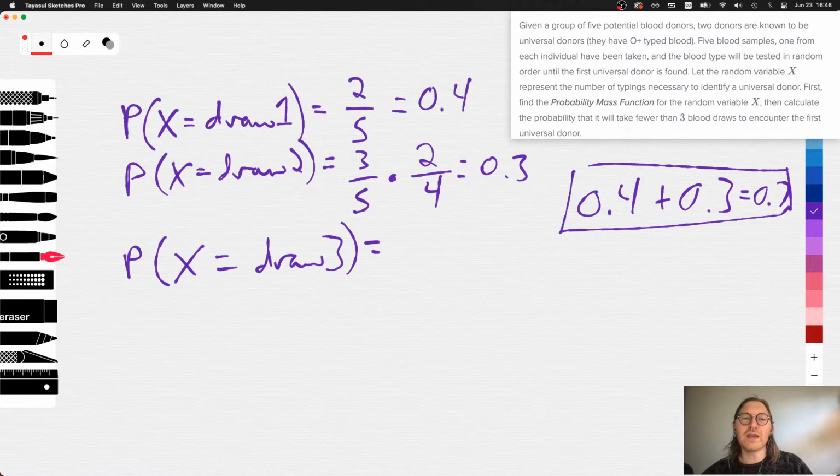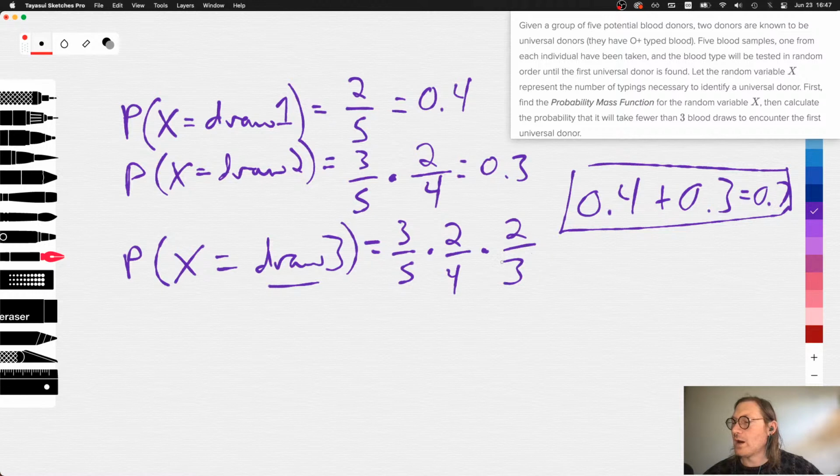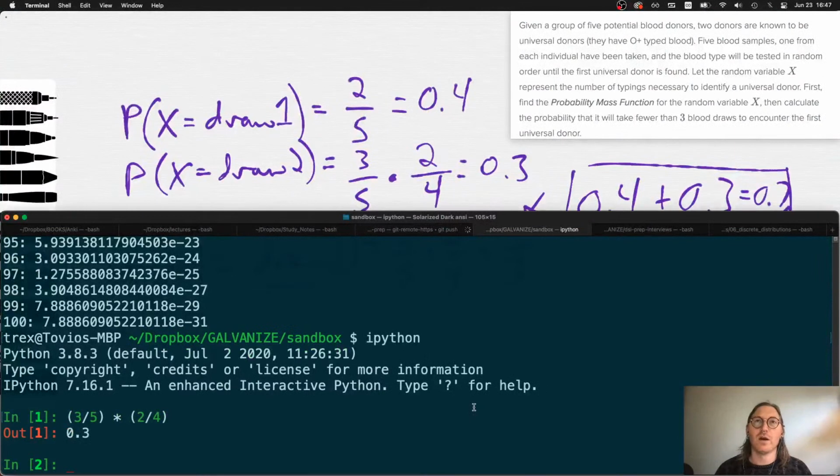Okay, well, in that case, we need this third round. So the probability that we get the donor on draw 3. This is going to be, well, we didn't get it on the first draw, and we didn't get it on the second draw, and so there are 2 out of 3 remaining, right? At this point in draw 3, if we're going to get it on the third draw, there's a 2/3 probability if we missed on the first 2 draws. So let me just plug that into a calculator. What's that? 3/5, 2/4, and 2/3.